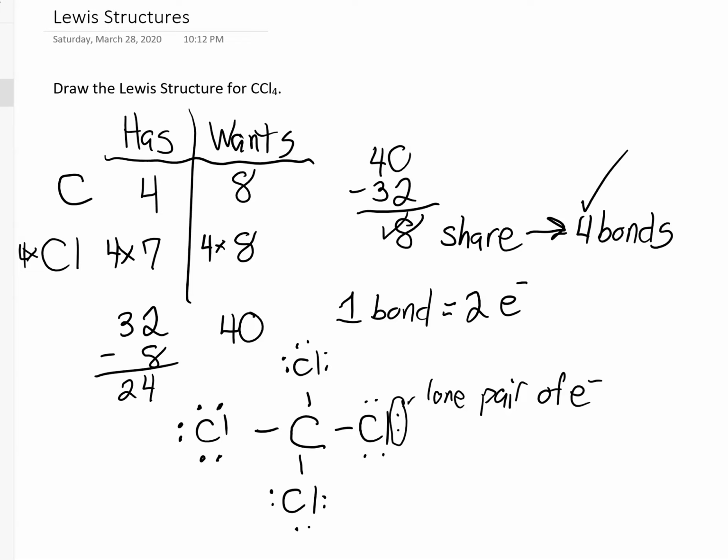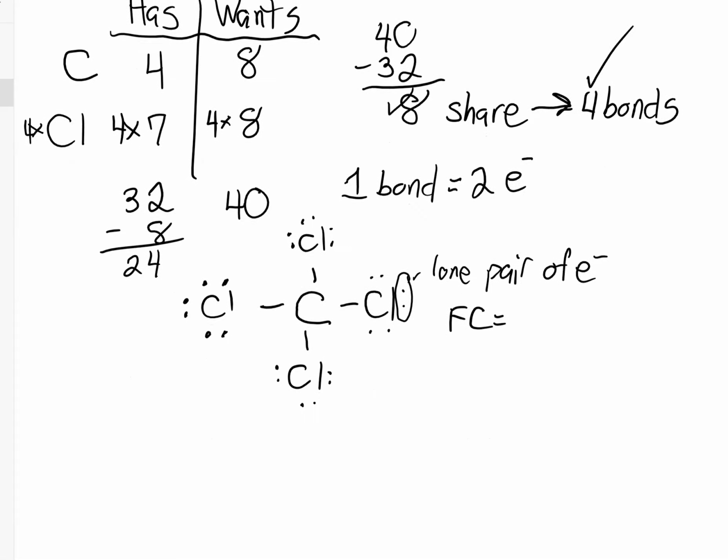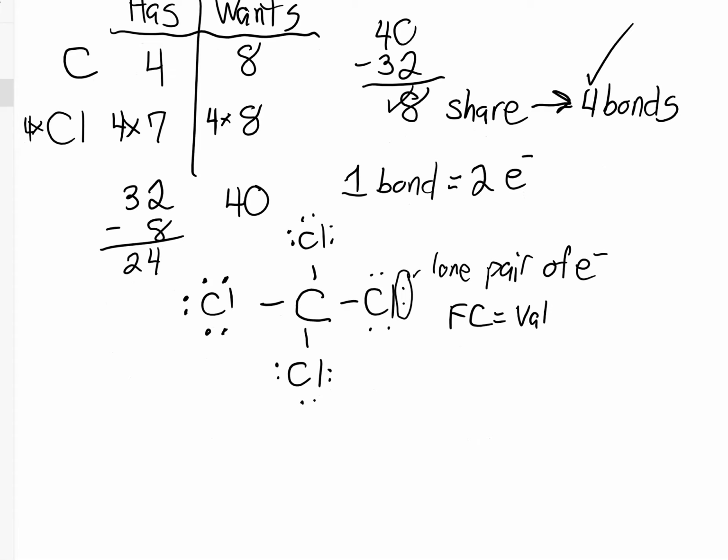So I've got a structure, but is it the best structure? Well, the best structure is going to have the greatest number of atoms with a formal charge of 0. The way we calculate formal charge, which I'm going to represent as FC here, equals number of bonds, whoops, let's redo that for a second, equals valence electrons minus bonds plus lone pairs.